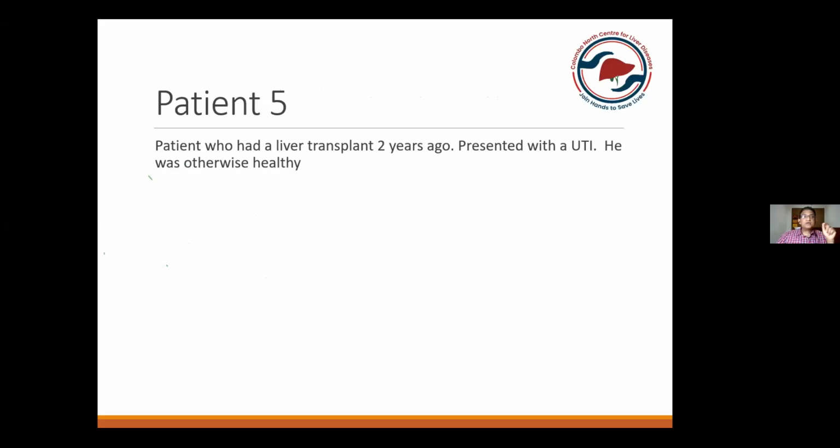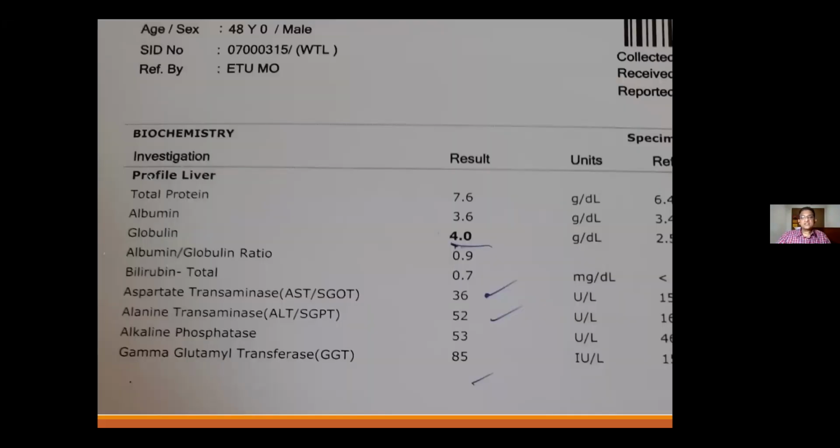So the fifth patient, who had a liver transplant 2 years ago, presented with a urinary tract infection. He was otherwise healthy. So this is his liver profile. I will give you 30 seconds to go through this. It's very easy. The only striking abnormality is raised globulin. So this liver panel looks very normal except for raised globulin, and he responded very well to urinary antibiotics and recovered fully.